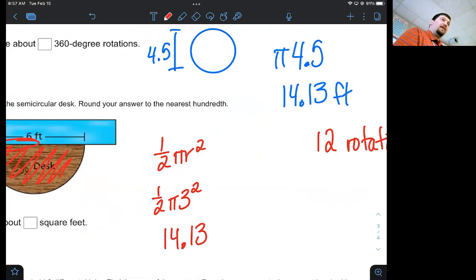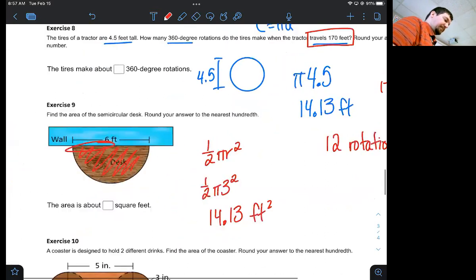And this time is going to be our final answer, except label. Feet squared. It's area again, so feet squared. And that was number 9. Now, when I give you your formulas on tomorrow's quiz, I'm not going to give you the semicircle formula. I'll give you the area formula. Can you remember that a semicircle is half a circle, and that you just need to put a half in front of the area formula? Okay.